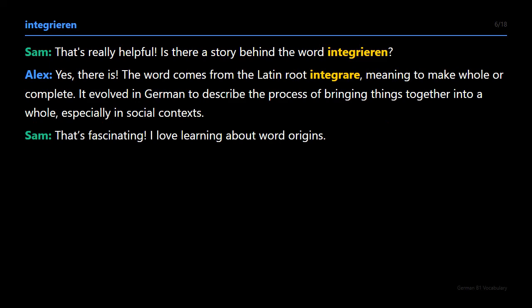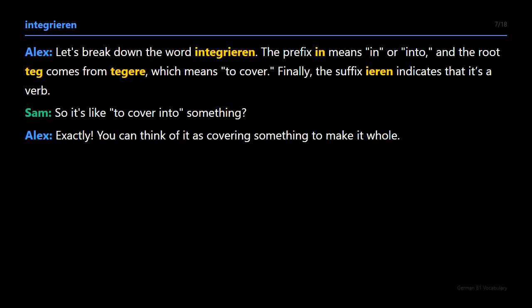Let's break down the word integrieren. The prefix means in or into, and the root tick comes from tigere, which means to cover. Finally, the suffix ian indicates that it's a verb. So it's like to cover into something. Exactly. You can think of it as covering something to make it whole.